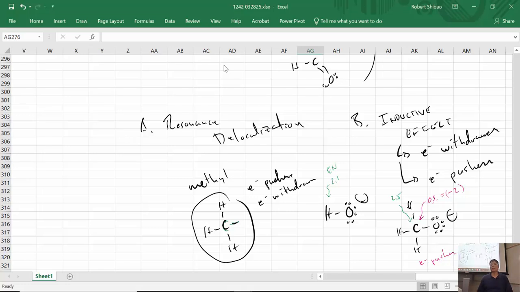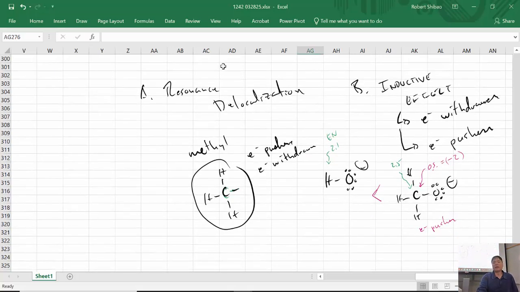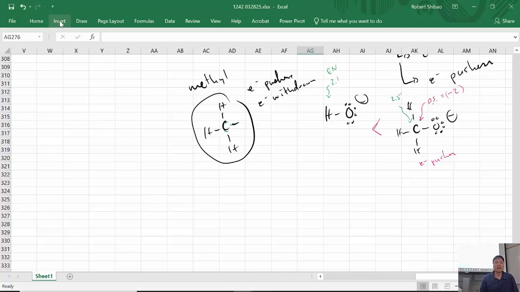Electron pusher means that it's kind of rich, so it's pushing negative charge density towards the oxygen, which means that I predict this one to be more basic. And so I would predict that methoxide should be more basic than hydroxide. This has got an electron pusher group. All right, let's compare to something like this.